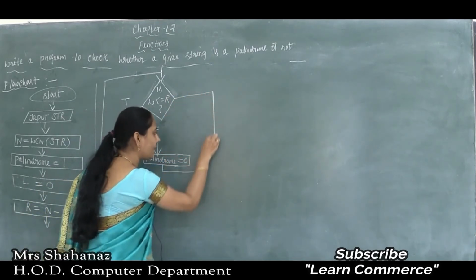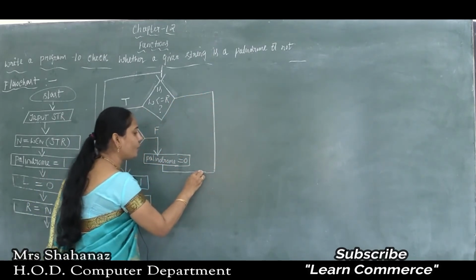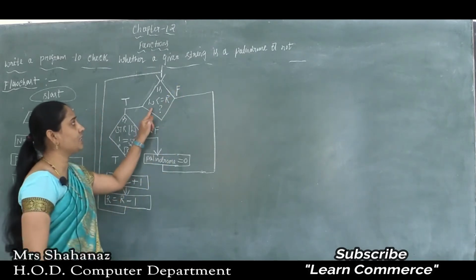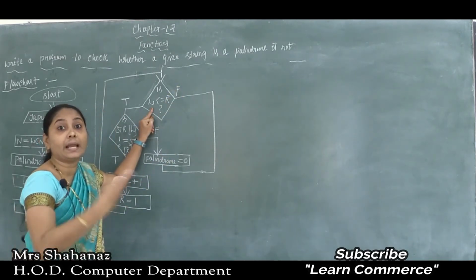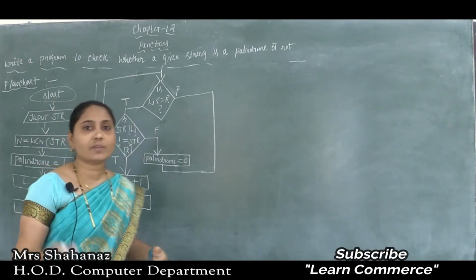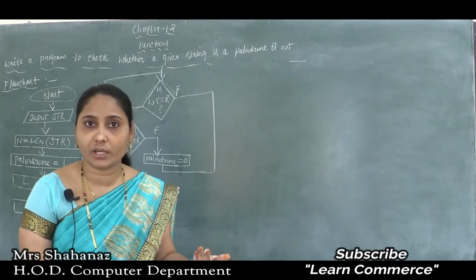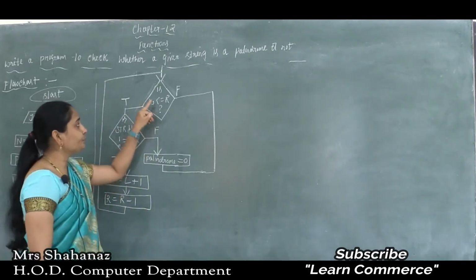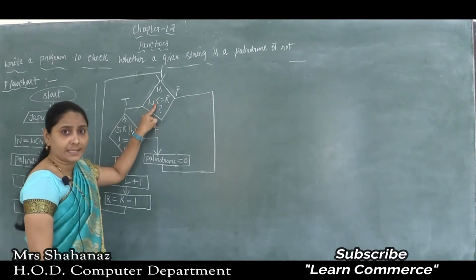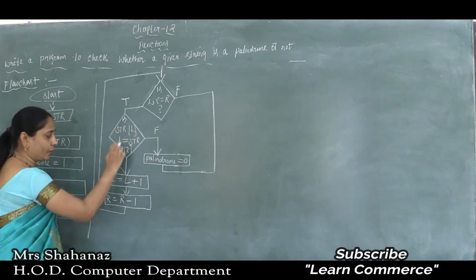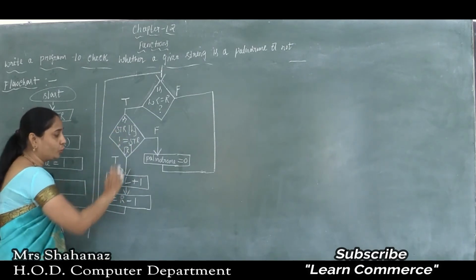But if such condition is false, that means the L value is greater than the R value. That means later on no further character will get. Correct? Later on no further character will get here. So now while the L value is less than the R value, all of this you have to check. Clear this one? You have to check all of those here.